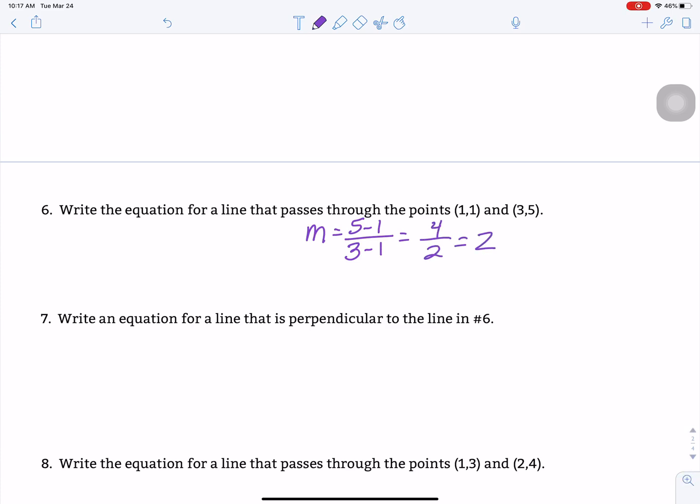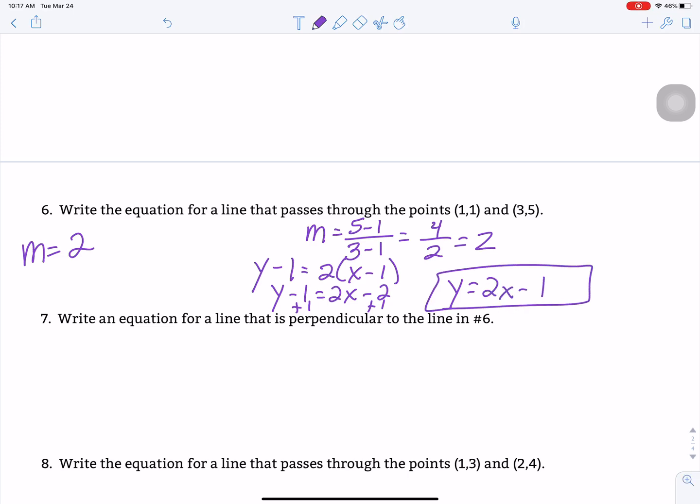And now it's asking for an equation of a line. But I'm going to put this over on the side. I want to make sure I can see that, because I'm going to be referring to that slope again. Y minus 1 equals 2 times x minus 1. Just going through this fast, because hopefully you've paused and are trying to check. Y equals 2x minus 1 would be my equation in that one.